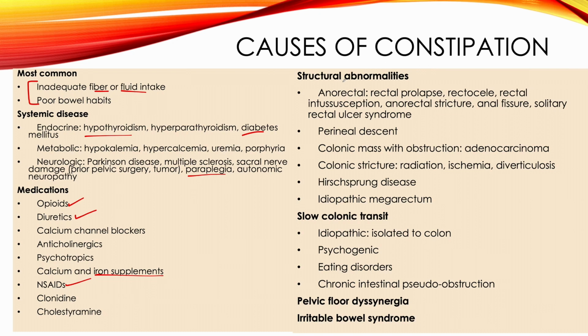Structural abnormalities, so having problems with rectal prolapse, things like that. These are more surgical or structural abnormalities. Slow transit, eating disorders, pelvic floor problems, and then IBS-C.